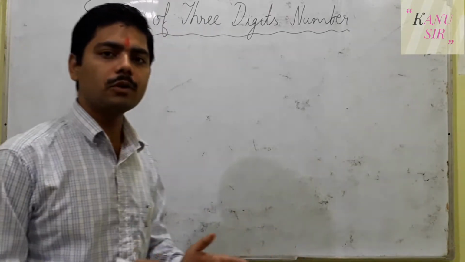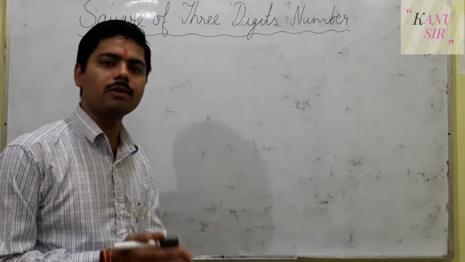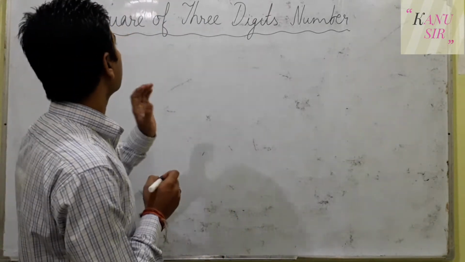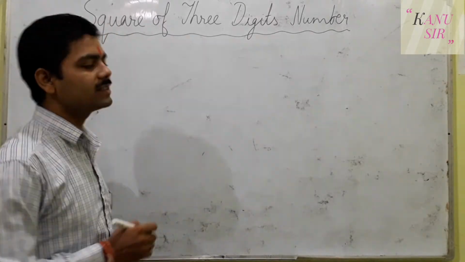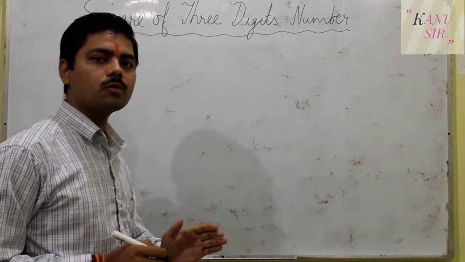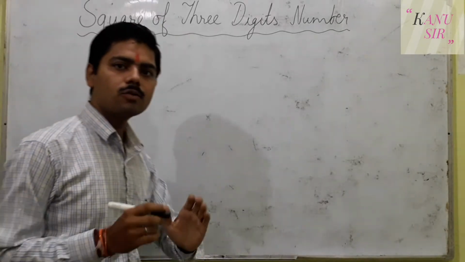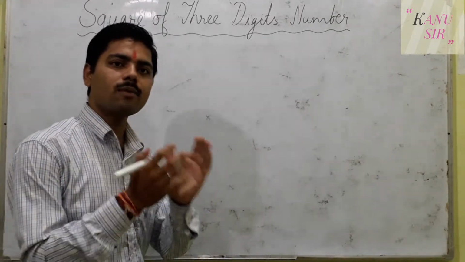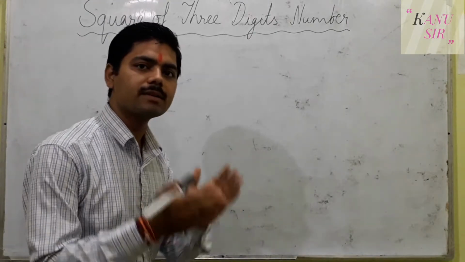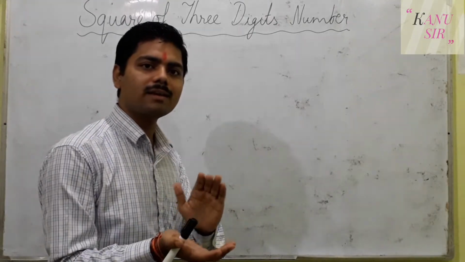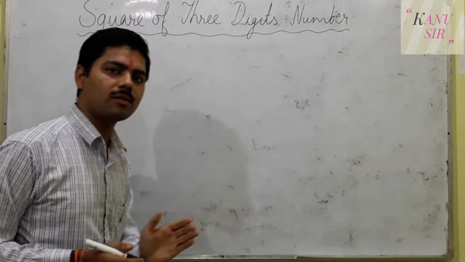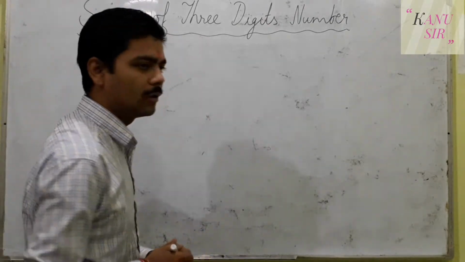And in the previous video last Saturday, I explained how to take the square of a two-digit number. Today I am going to explain the three-digit number and its square. So before understanding the process for the square of a three-digit number, let us recall the square of a two-digit number which I explained in the previous video.